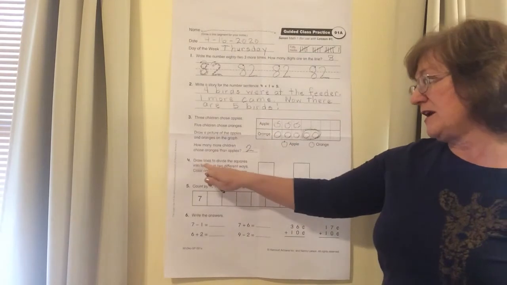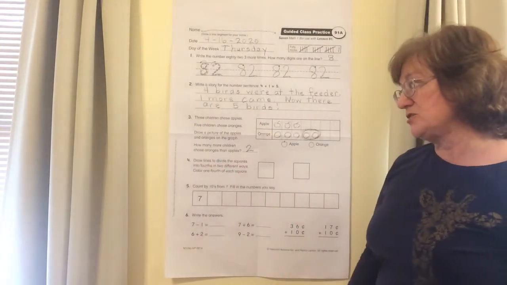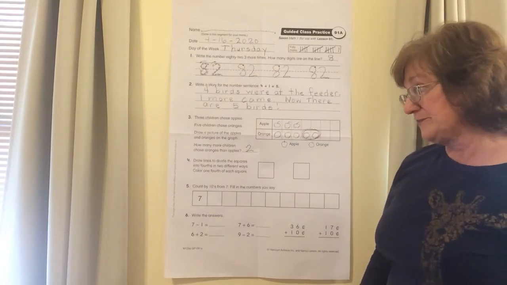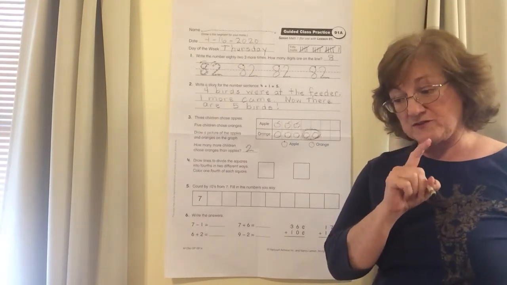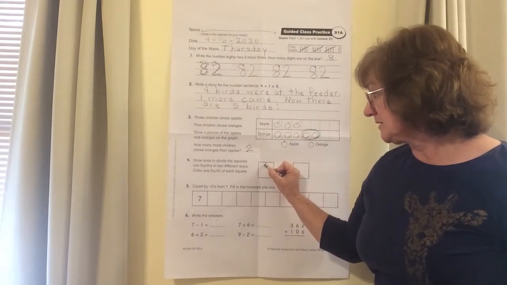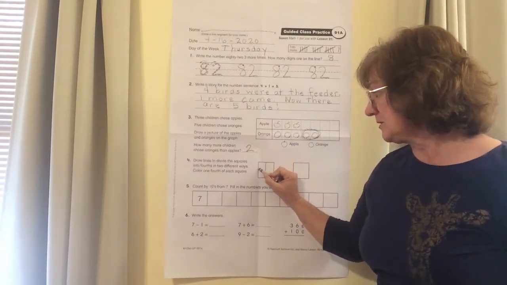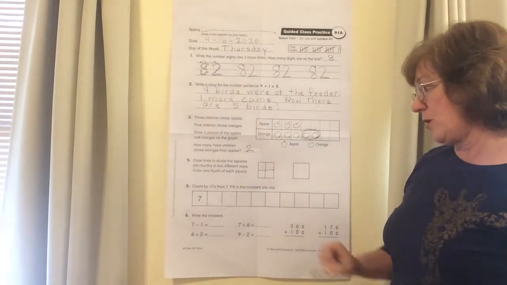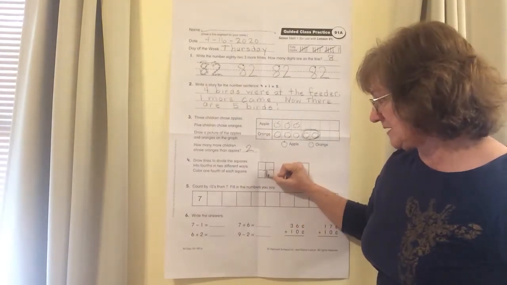All right, draw lines to divide the squares into fourths in 2 different ways. Color 1/4 of the square. Color 1 piece of the square. So we can do vertical and horizontal. And now we have 4. And you can pick any section to color.